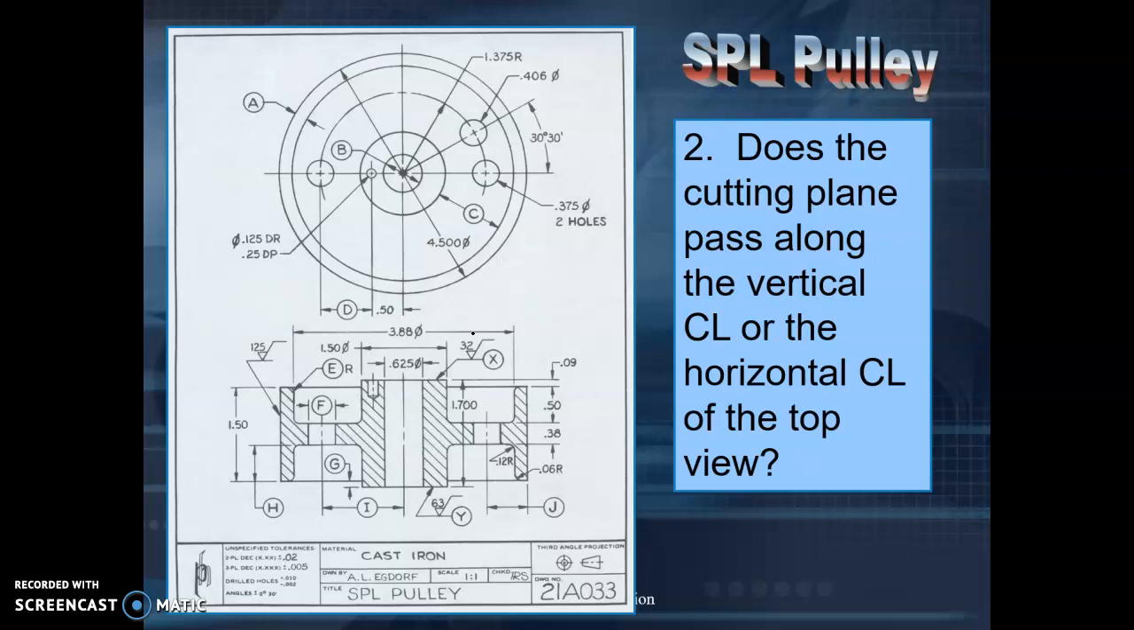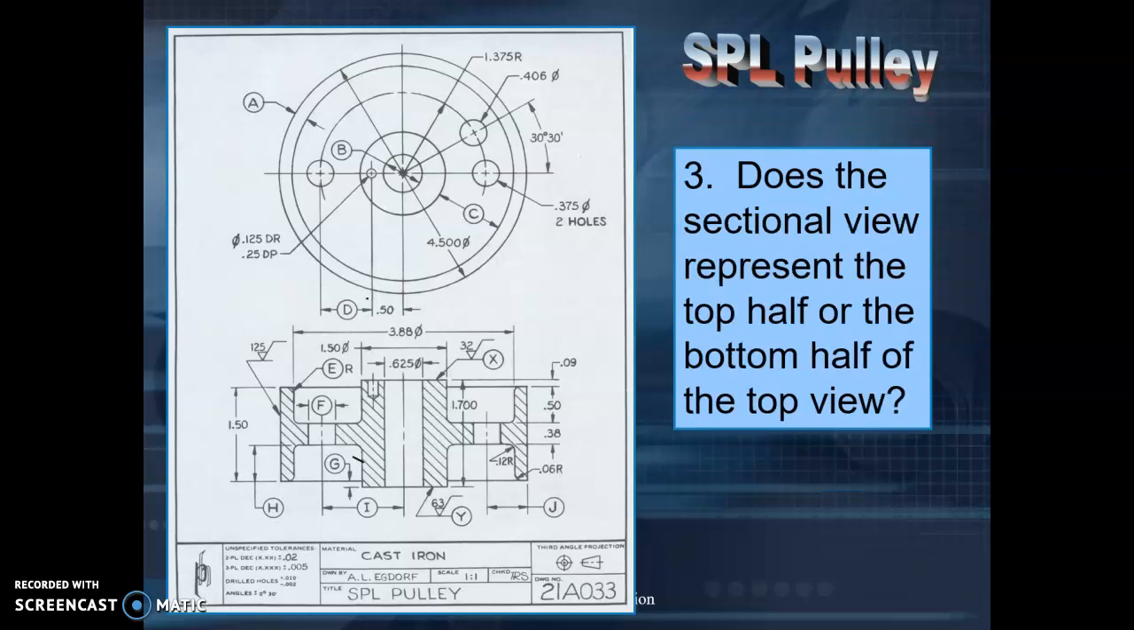Does the cutting plane line pass along the vertical or horizontal center line? As I said, based on the relationship of these two views, that cutting plane line would be right here. It's not shown, but it's implied that it's passing through the center of the object, so it's passing through the horizontal center line. And which half of the part are we seeing? Again, we are cutting through here and looking up.